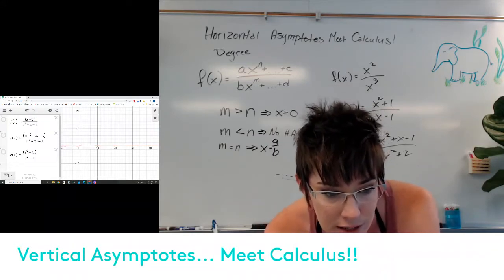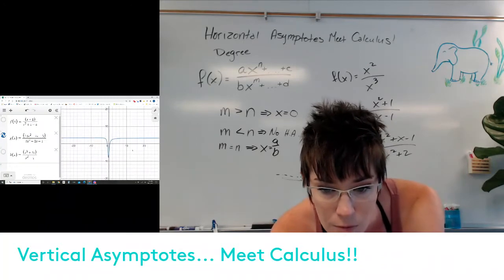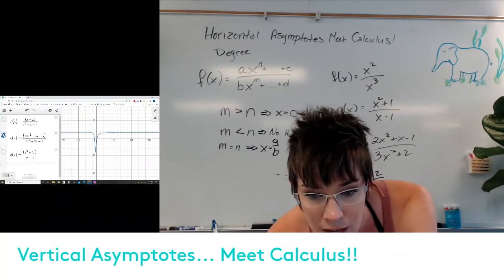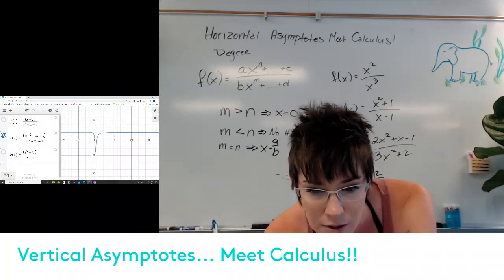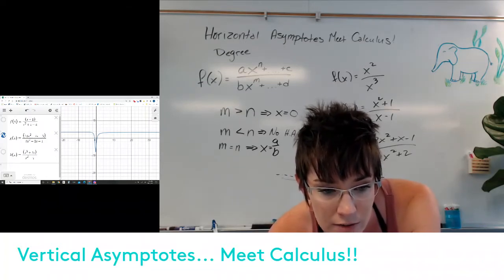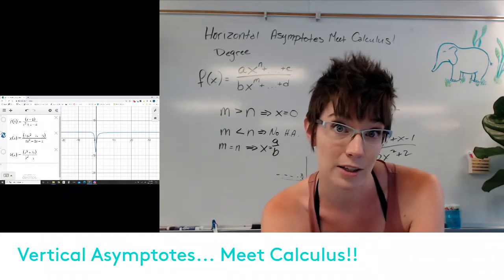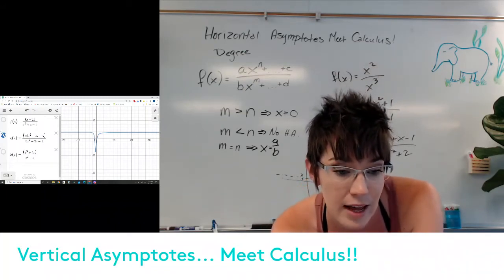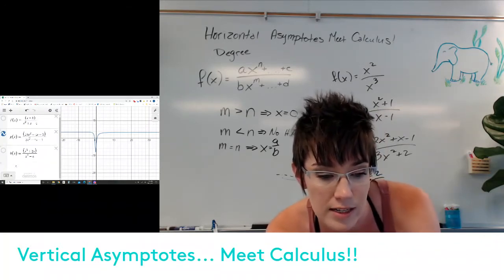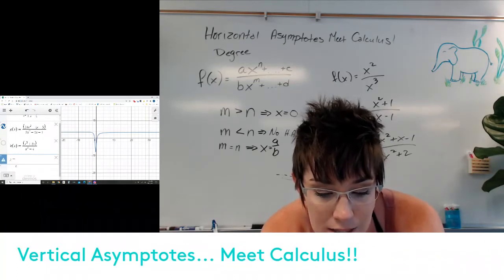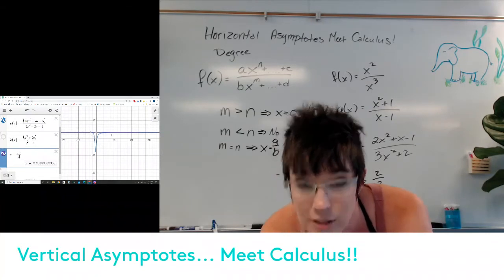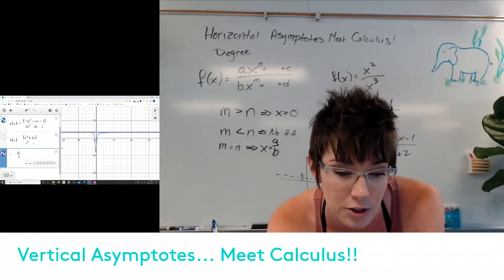I'm going to turn that one off and take a look at this one. It's so beautiful. It's got this excellent little dip in the middle, and then it seems to level off in either direction. And if you look, the degree of the top and bottom are equal. They match. That means the numbers out in front, 10 over 3, are going to be my horizontal asymptote. If I type in y equals 10 over 3, there's that beautiful purple line that describes the horizontal asymptote for that function.